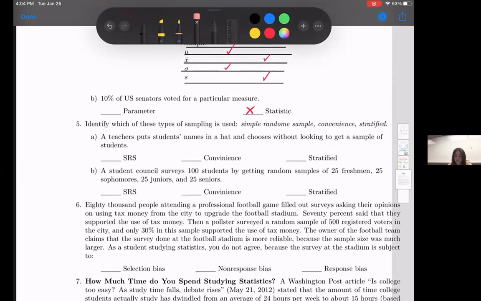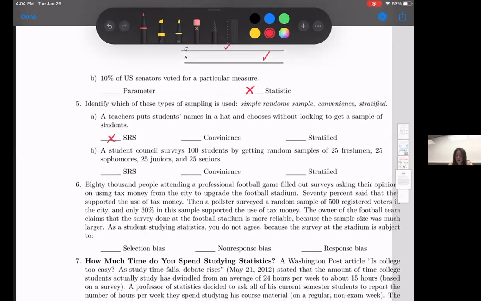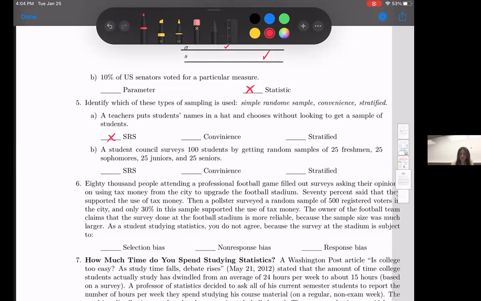All right, identify which type of sampling: simple random sample, convenience, or stratified. A, you think? Is it SRS? Good. Remember, it's the classic sample, simple random sample. You just put a bunch of names in a hat, shake it up, and people pick. A student council surveys 100 students by getting a random sample. Oh, we did this before. What is that? Stratified. Yeah, we did this before.